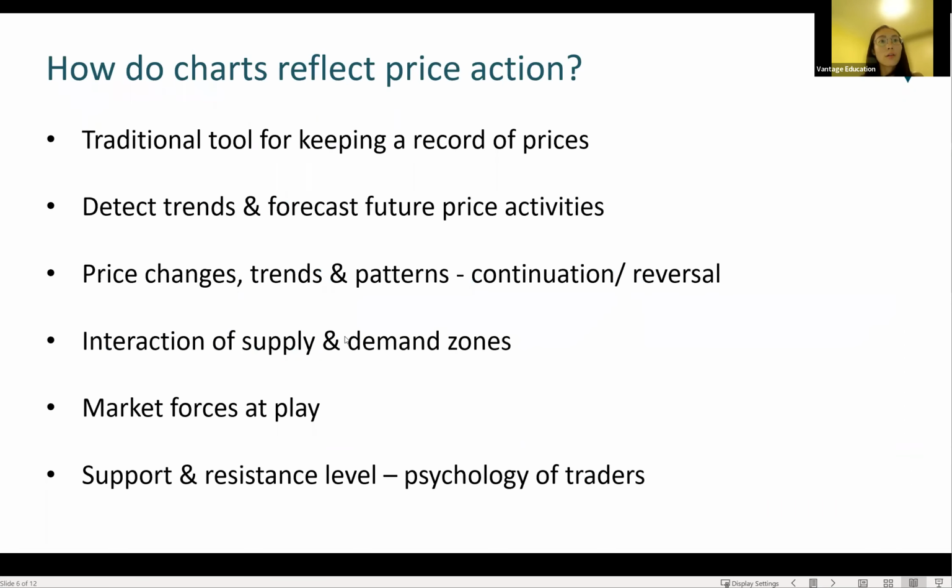Okay, so first off, we want to cover how charts reflect price action. Generally, charts are seen as a traditional tool for price keeping. At the very start of this, we had prices, essentially traders themselves just recording them. It started off with the point and figure chart, and then slowly it evolved to what we have today, where I think the more commonly used ones would be the Japanese candlestick patterns. So there'll be the Japanese candlesticks as well as the line chart, just to name the more common ones.